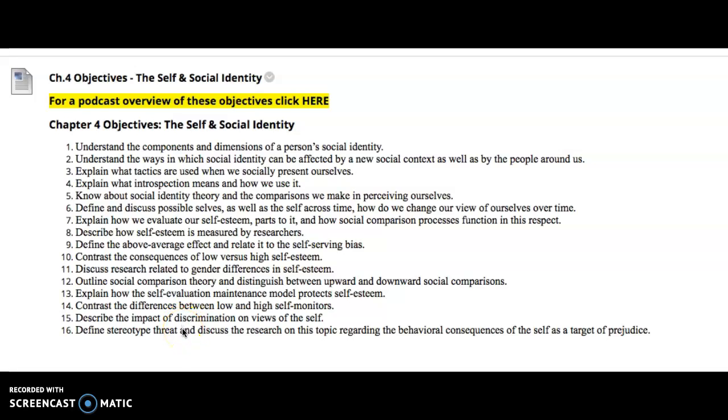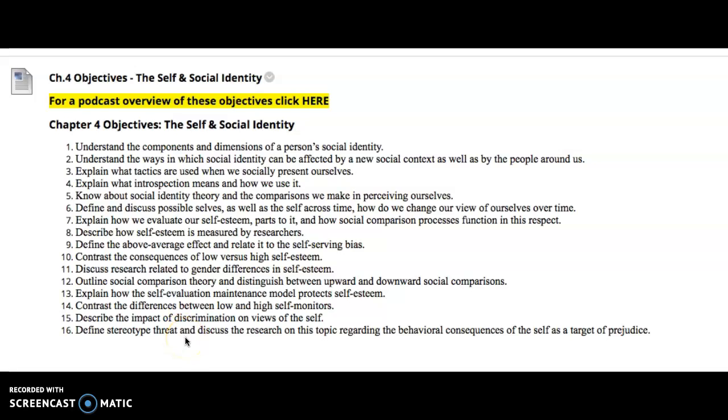Describe the impact of discrimination on views of the self. We will dive deeper into this later on in chapter 6 when we get into prejudice and discrimination, but it's essential to understand right now when we're talking about the self, the different evaluations that people have of themselves. If you are a person who is the subject of discrimination, that can impact how you might view yourself, your achievements, your accomplishments, your abilities, your confidence, and so forth.